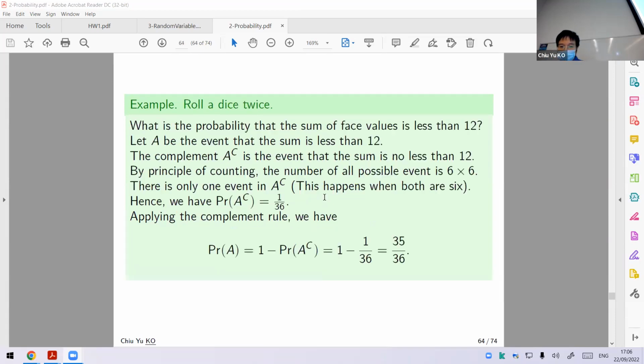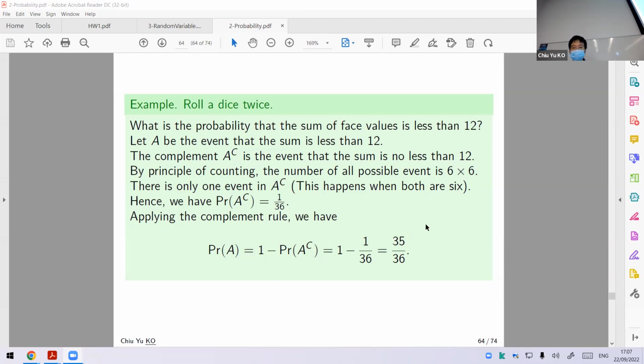So we start with something. This one is also a thing we have: roll a die twice. And I think we had that at the beginning, right? A very similar question is, what is the probability that the sum of the faces' value is less than 12? Let's call A the event less than 12, right? And A complement is no less than 12, right? Each row you have 6, the total number of outcomes is 36. Only one outcome is in A complement, so that's 1 over 36. And using the complement rule, you have 35 over 36.